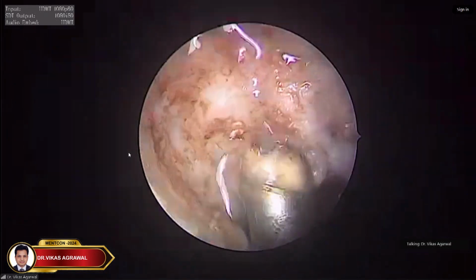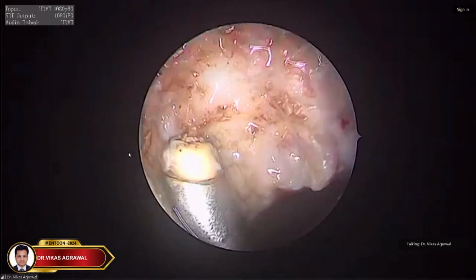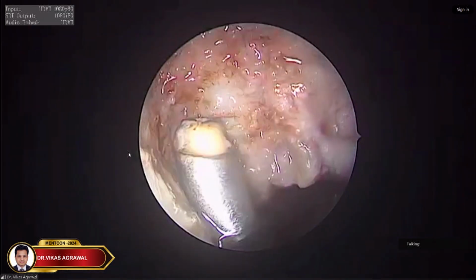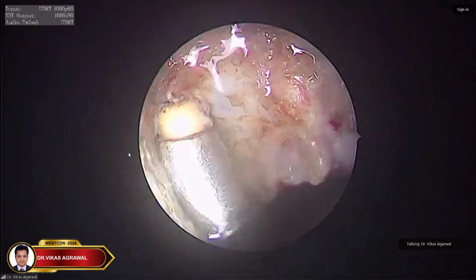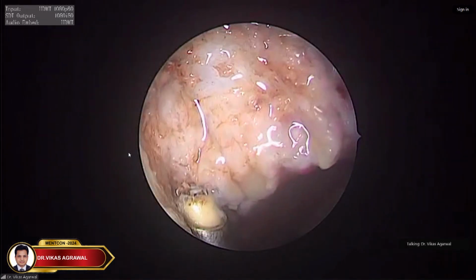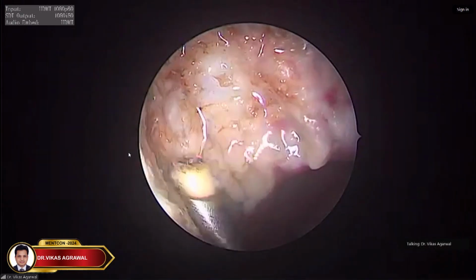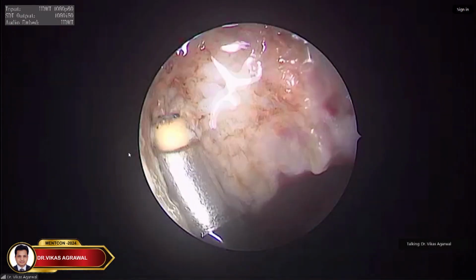Now see, can you see the buccopharyngeal fascia all around? Yes, yes. That's the fascia. I'm not opening the fascia, I'm only defining it for you. All right? Still some adenoid is there in the fossa of Rosenmuller.